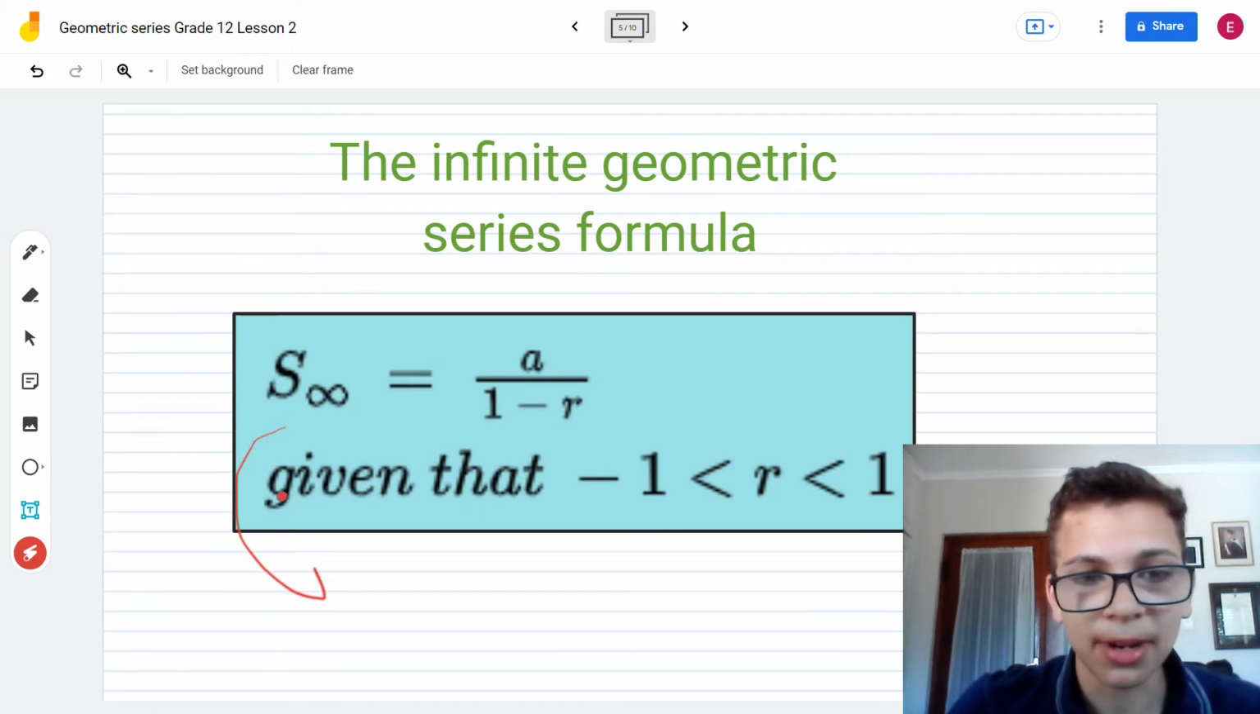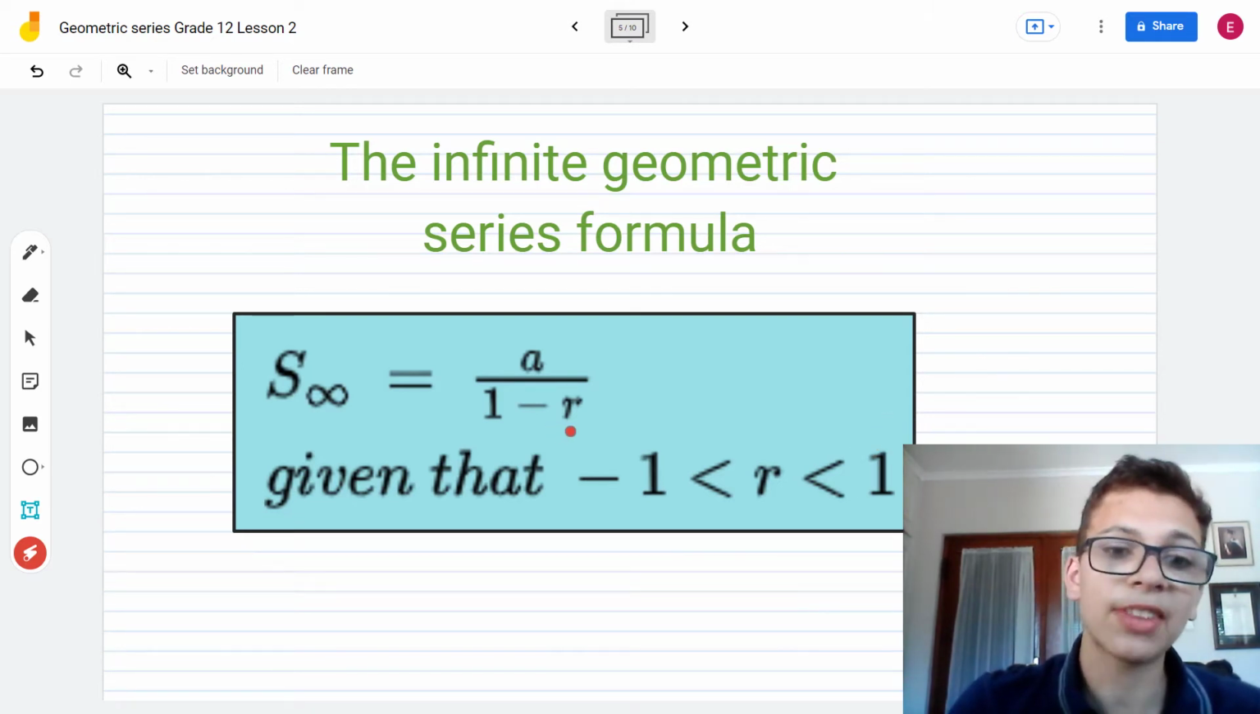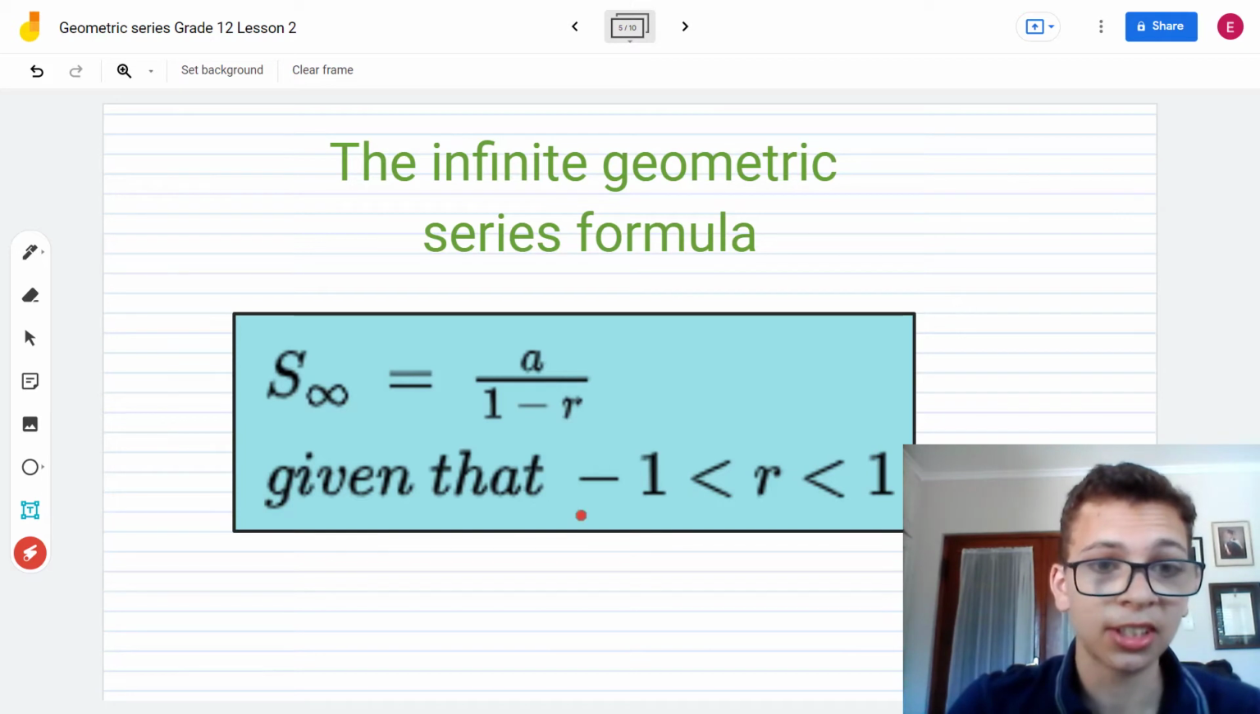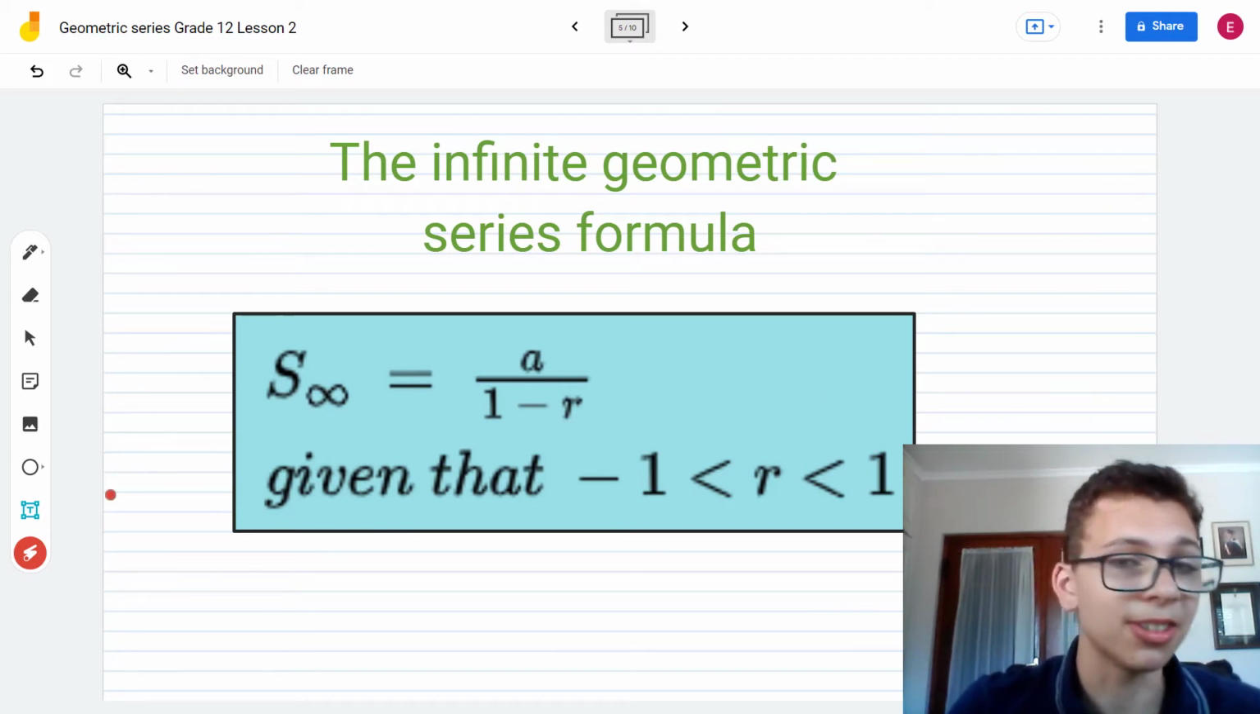However, just keep this in mind. We always have to have -1 less than r less than 1, because that means the series converges, not diverges, because otherwise the answer would just be infinity or negative infinity.